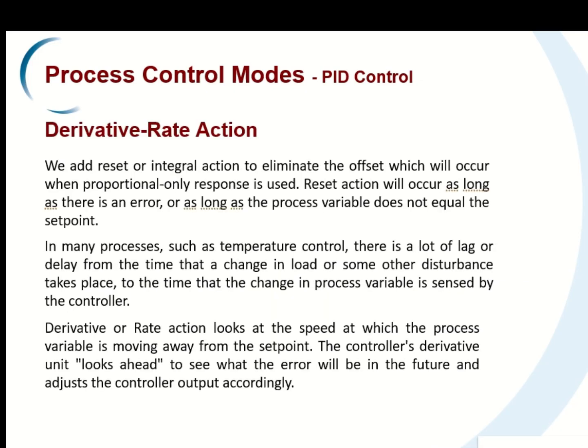So now we will introduce the derivative one, which is the D part of the PID control. So we add reset or integral action to eliminate the offset, which occurs when the proportional only response is used. Reset action will occur as long as there is an error or as long as the process variable does not equal the set point. In many processes, such as temperature control, there's a lot of lag or delay from the time that a change in the load or some other disturbance takes place to the time that the change in the process variable is sensed by the controller.